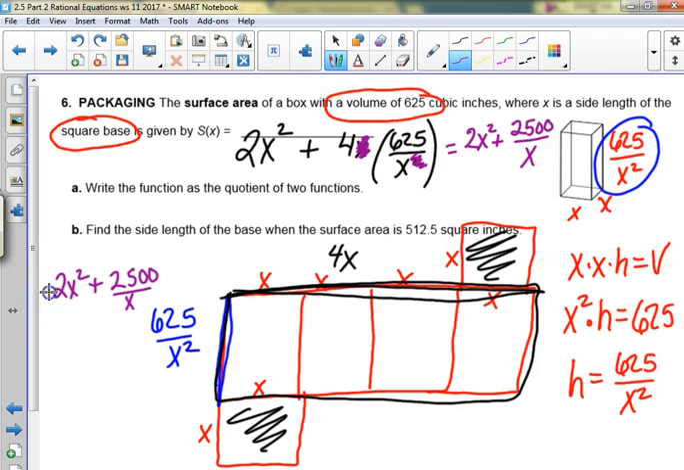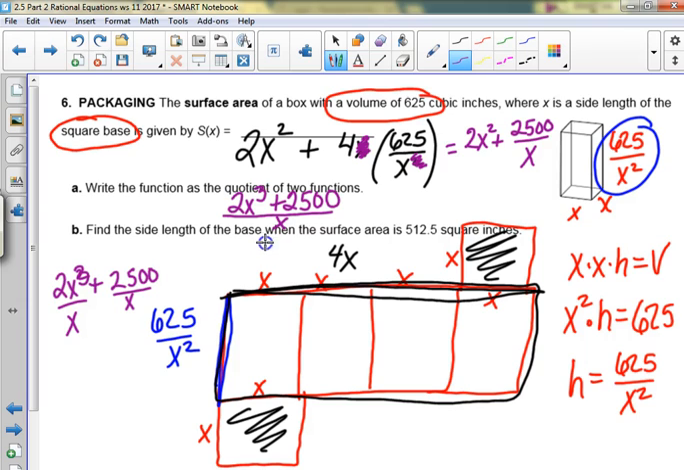Common denominator. So what do I multiply this by? X. So it becomes x cubed over x. So now when I add them together, I have 2x cubed plus 2,500 all over x. If you're really nice, I won't put this on the next quiz. What do you think?